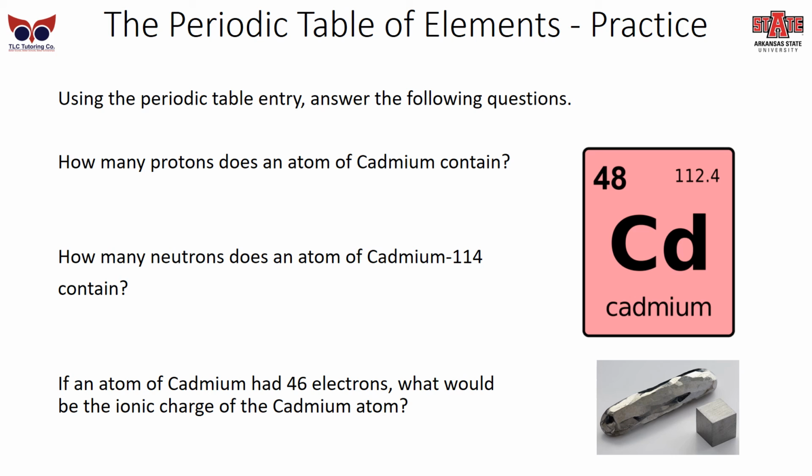So let's do a little practice now that we've gotten more familiar with the periodic table. So I have here the summary for cadmium, which you can see is a very lustrous metal. So how many protons does an atom of cadmium contain? How many neutrons does an atom of cadmium-114 contain? And if an atom of cadmium had 46 electrons, what would be the ionic charge of that cadmium atom?